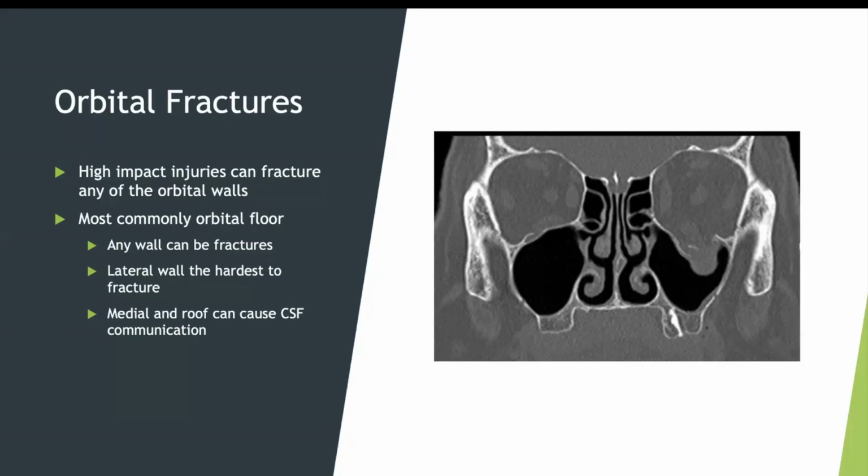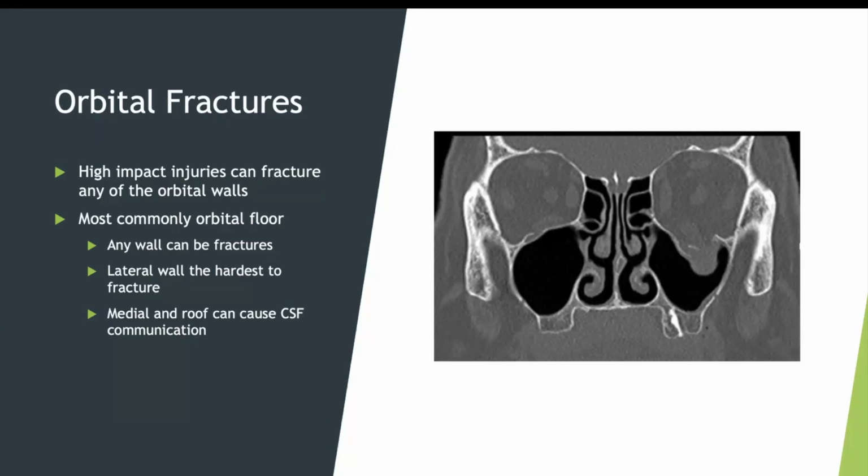And most commonly, they'll happen along the orbital floor. Any wall can be fractured. The lateral wall tends to be the hardest to fracture because it's by far the thickest. And just bear in mind that your medial wall and your roof both communicate with the CSF. So you can sometimes have CSF leaks as a result of these, and a risk of meningitis and encephalitis. So, bear in mind if the orbital roof and the orbital medial wall are fractured, do make sure that these patients are properly taken care of.